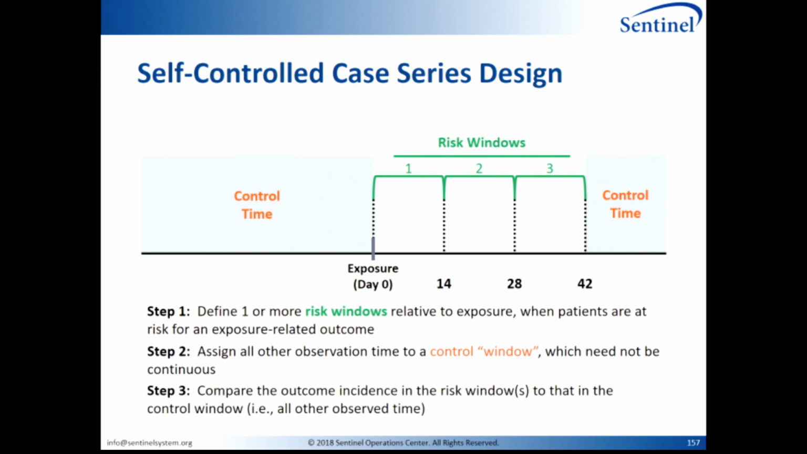And I just wanted to point out that the self-controlled risk interval design is really just a special case of the self-controlled case series design in which we only define one risk window and we define one control window, whereas in comparison to this, the control window is all the other person time, essentially.